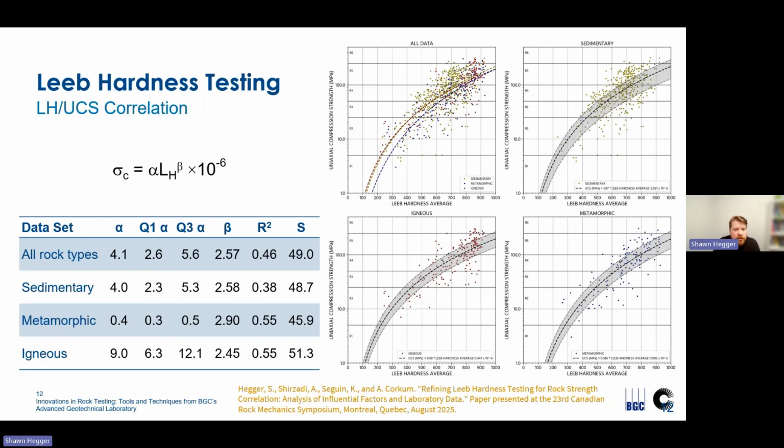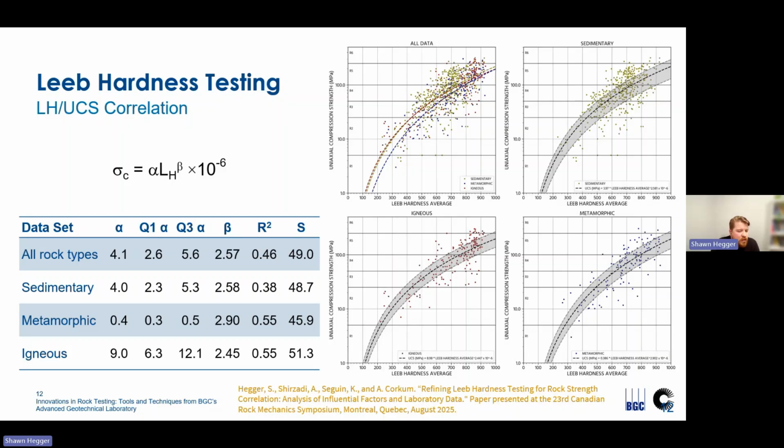So correlation between Leeb hardness and UCS is modeled using a nonlinear power regression described by the equation shown here, which was found to provide the best fit in a previous study by Dr. Corkum. The correlation fitting parameters vary by rock type and highlight the importance of rock-specific calibration for accurate strength predictions.